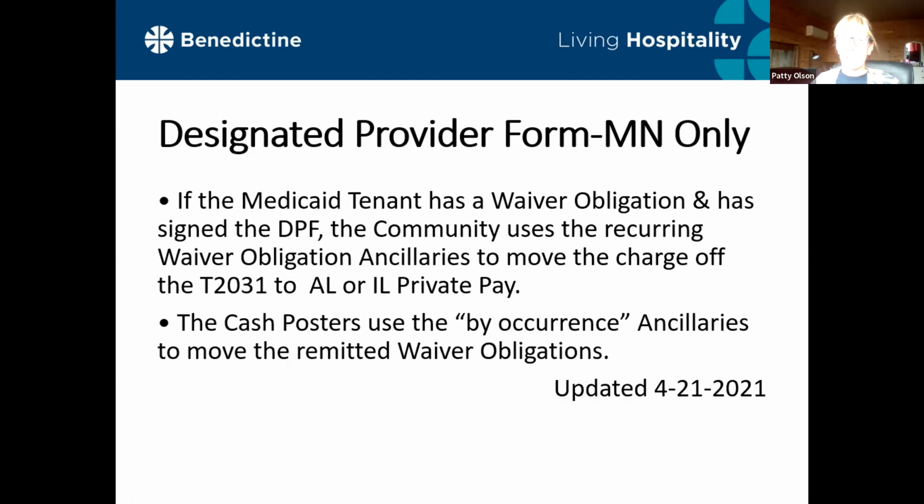If the Medicaid tenant has a waiver obligation and has signed the designated provider form, the community again uses the recurring, and this moves it from the charge off the T2031 to the AL or IL private pay. And then again, the cash poster uses the by occurrence ancillaries.